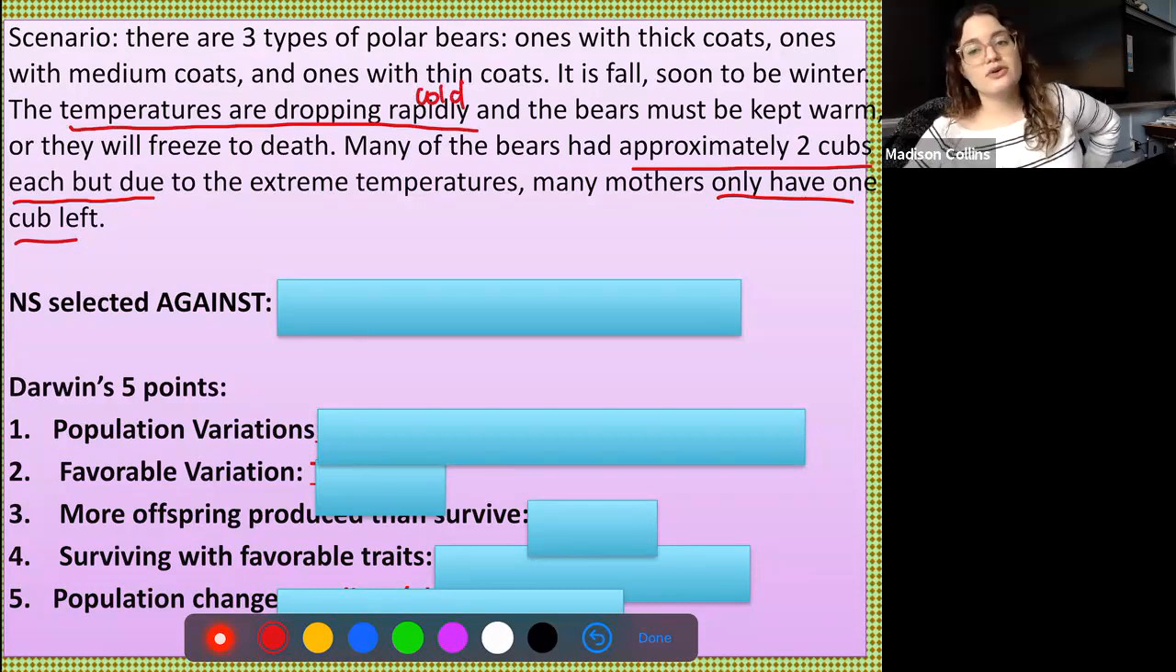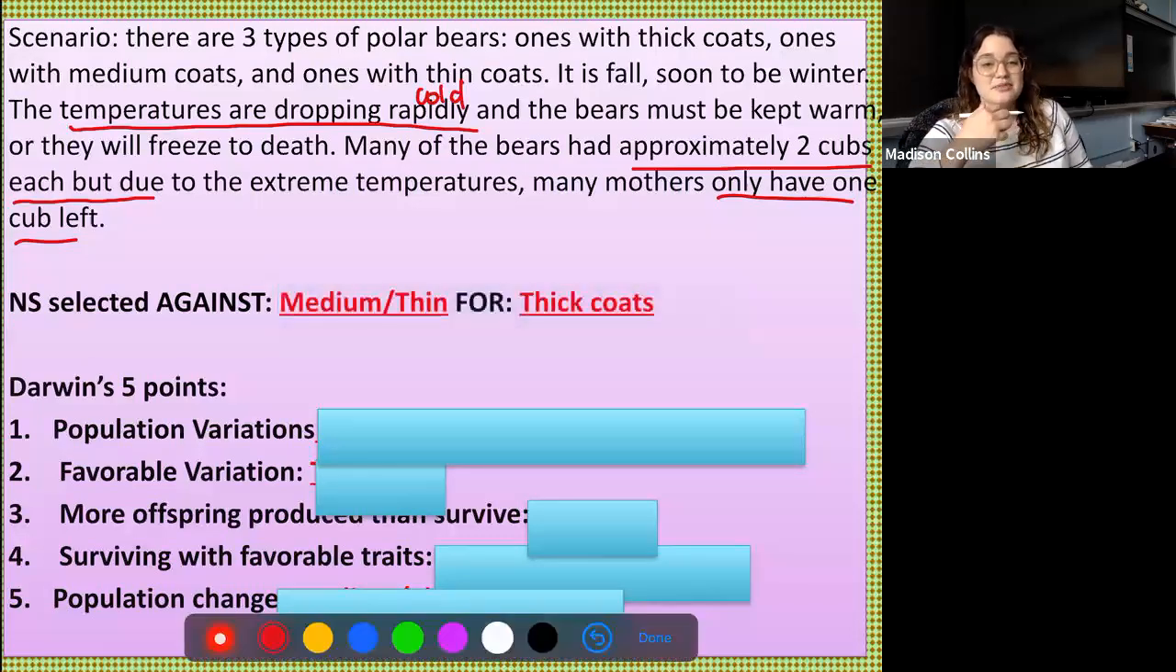Think about you, okay? If you are outside with nothing but like a windbreaker on, you're gonna get cold really fast. But if you've got like a puffer coat on, you're nice and warm, you're nice and cozy, you're good to go. So what's happening here with the bears? They can't put on an extra coat. They are stuck with the one that they've got. So natural selection is going to be selecting against those medium and thin coats for the thick coats, because as winter comes, the bears with thick coats are going to be more likely to survive and reproduce than the ones with the thin coats, right? Those are going to be freezing and sadly dying of hypothermia.